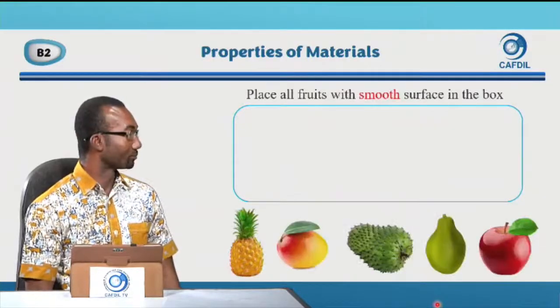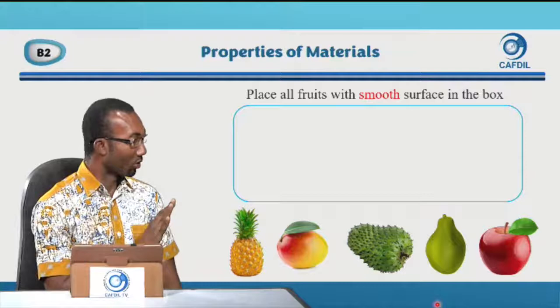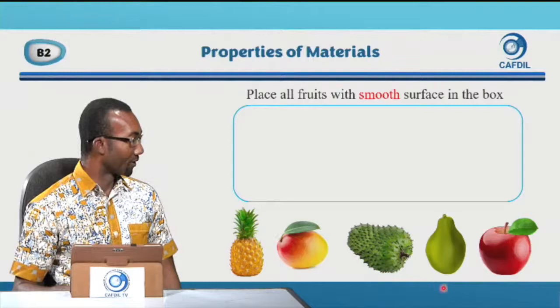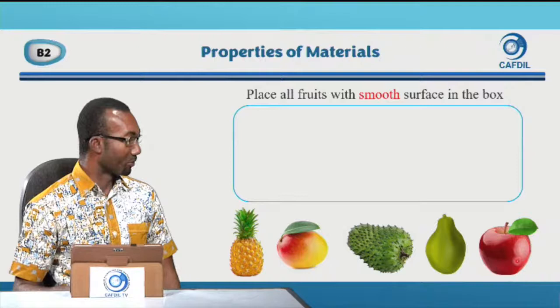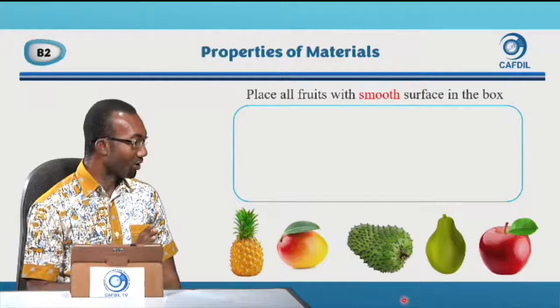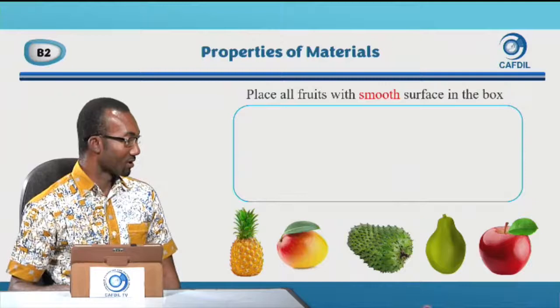Let's look at another one. We have fruit here. And the exercise is that we are placing all fruit with smooth surface in the box. So we have pineapple, we have mango, we have apple here, we have pawpaw, then we have another apple here. So all these fruits, some have rough surface, some have smooth surface. So the exercise is that we are going to place all the fruits with smooth surface inside this box. So let's begin.